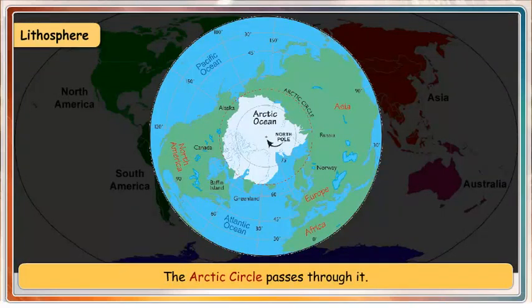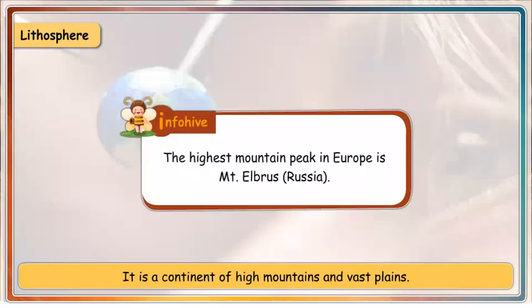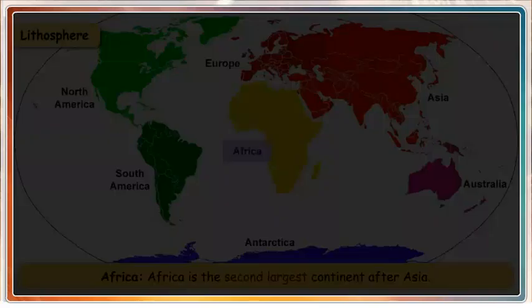The Arctic Circle passes through it. It is bound by water bodies on 3 sides. It is a continent of high mountains and vast plains. Info Hive. The highest mountain peak in Europe is Mount Elbrus, Russia.